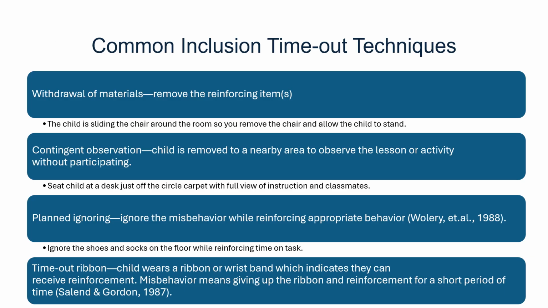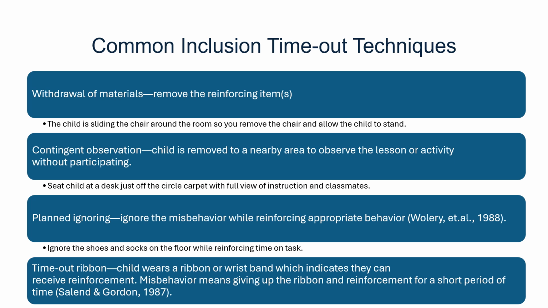Common inclusion timeout techniques. Withdrawal of materials. Remove the reinforcing items. An example, the child is sliding the chair around the room, so you remove the chair and allow the child to stand. Contingent observation. The child is removed to a nearby area to observe the lesson or activity without participating. See the child at a desk just off the circle carpet with full view of both instruction and classmates.